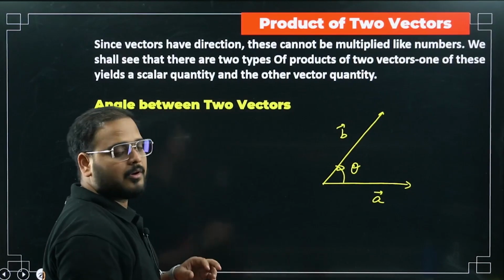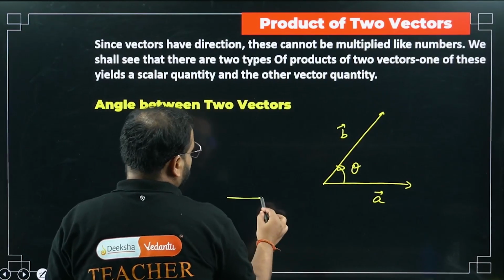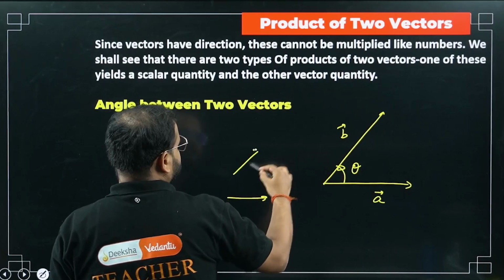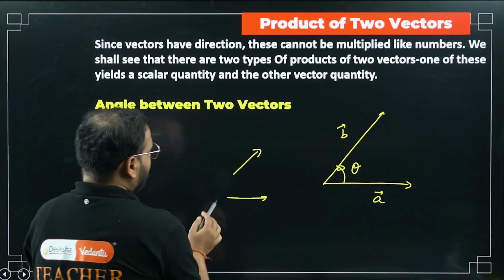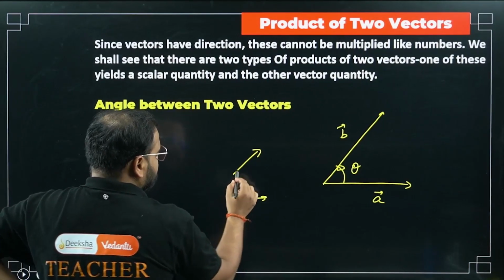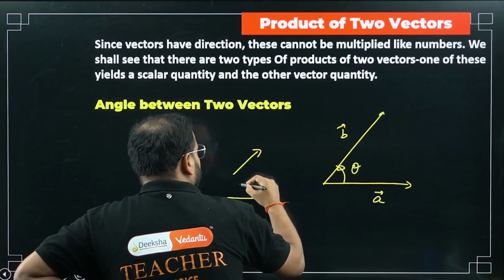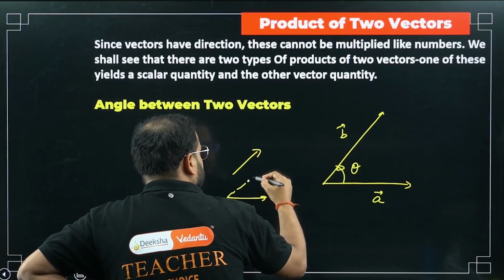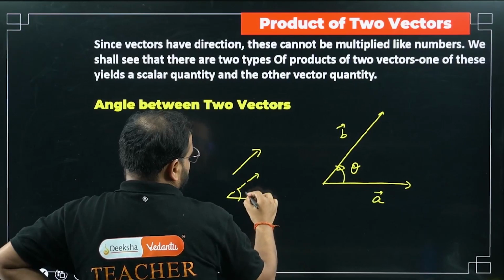So A, B. What if the vectors are not meeting? Let's say I have a vector over here, and another vector is like this. What are you going to do about it? You have to transfer it parallelly. You can transfer this vector like this, parallelly, and then you can take the angle to be here as theta.